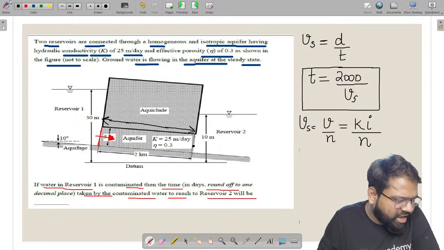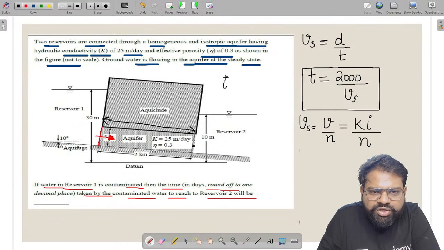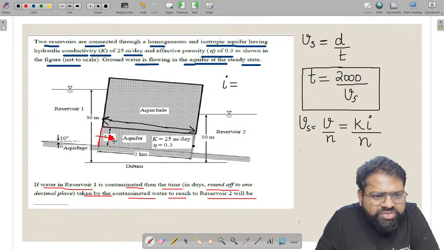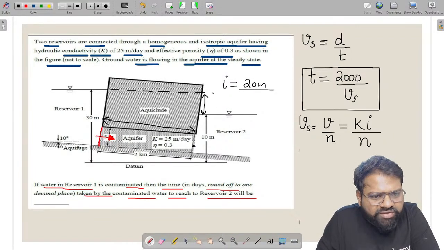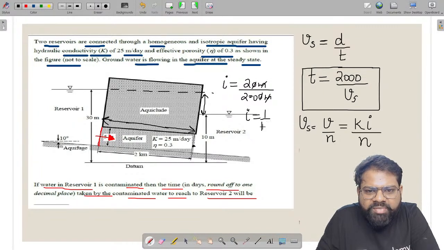How will you calculate the hydraulic gradient? Hydraulic gradient is equal to the head loss divided by the length of flow. When the water flows from this end to this end, how much will be the head loss? The head loss will be equal to the amount of head which is available, which is 20 meter. And the water flows along 2000 meter, that is 2 kilometer, so the length of flow is 2000 meter. So the meters cancel out, and the hydraulic gradient comes out to be 1 by 100.